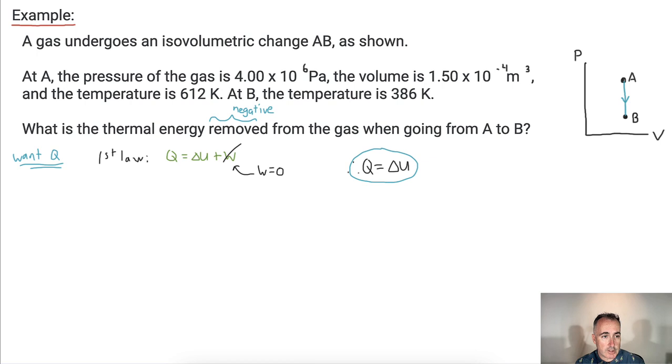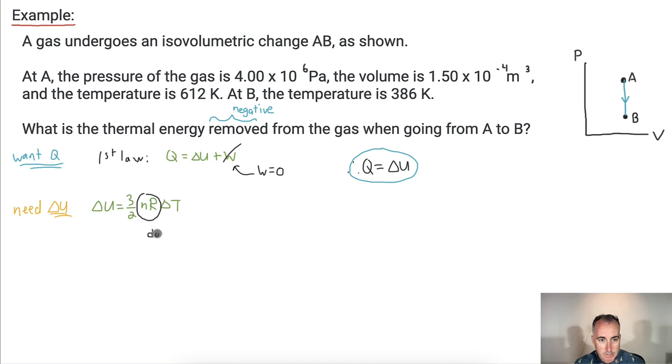So if I'm looking for Q, my answer is basically just delta U, the change in internal energy. Let's write down what I do know. I need to know delta U. And I have my equation for this, don't I? I have that delta U equals 3 halves times N times R times delta T. But here's my problem: the reason I'm kind of stuck is that I don't know this.